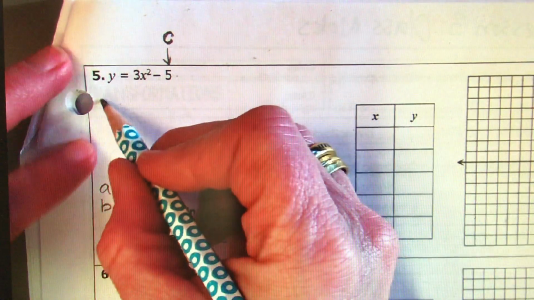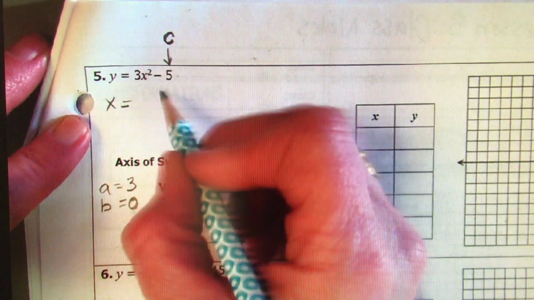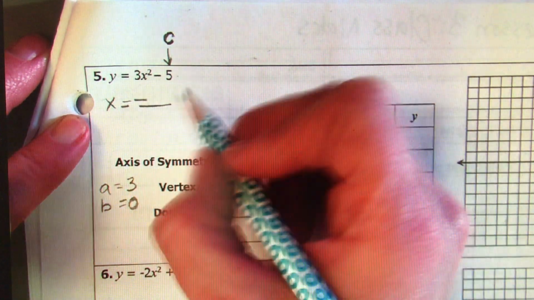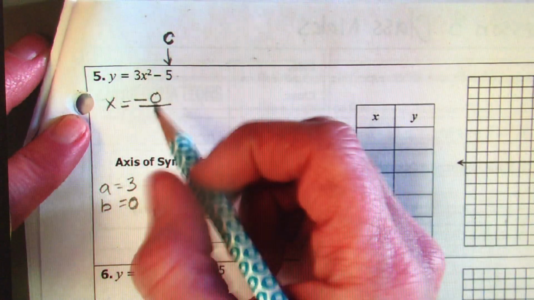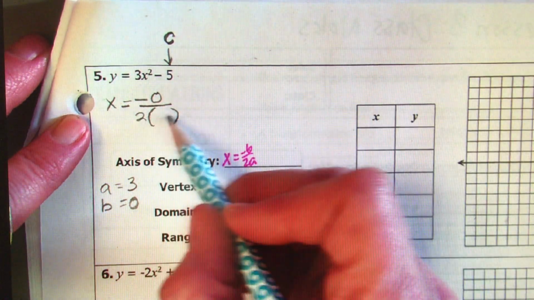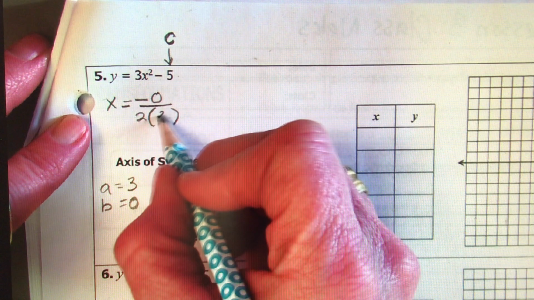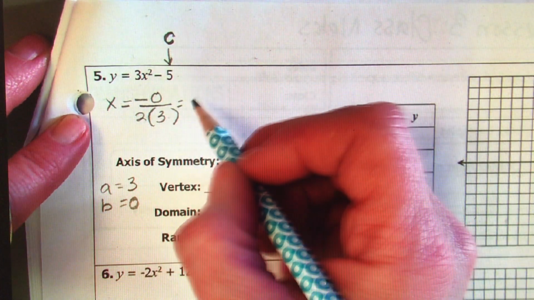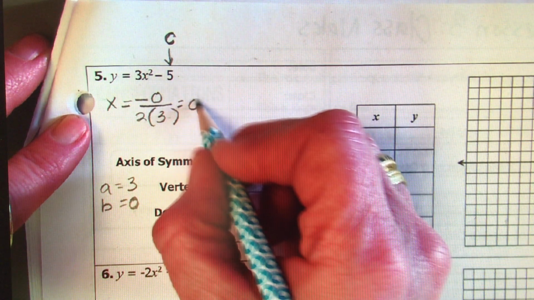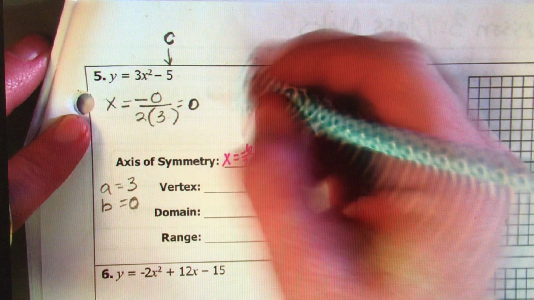So I have x equals, well, and from the top we have a negative b value, which is 0. I think I already know where this is going. On the bottom, let's do it anyway. I have 2 times our leading coefficient, which is 3. And then if I multiply that out, it doesn't really matter because 0 on top is going to wipe everything out, and I end up with 0. So x is 0.